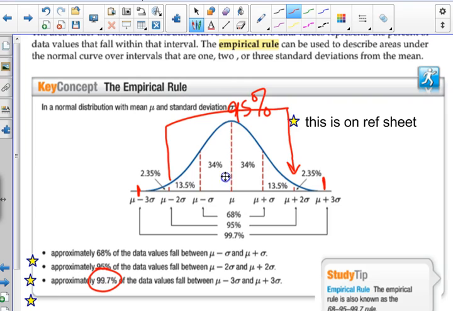Now, we do have to be a little bit careful because if we want to talk about this half, well, half of 99.7 is a good estimate. From here on down is actually totaling 50%. Does that make sense, guys? Because this is the median.